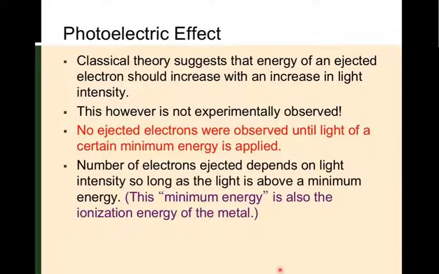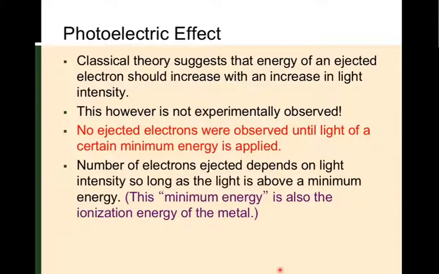Classical theory suggests that the energy of an ejected electron should increase with an increase in light intensity. But we don't actually observe this experimentally. So that's the idea of going back to your car. Your car increases gradually in speed. Actually, there are infinitesimally small changes in speed, but we don't really notice that. So classical theory for macroscopic objects like us and our cars is that they gradually change in speed, whereas for electrons, they don't.